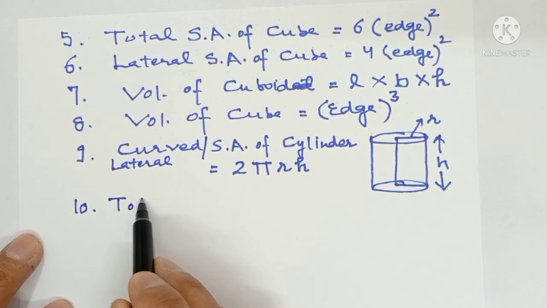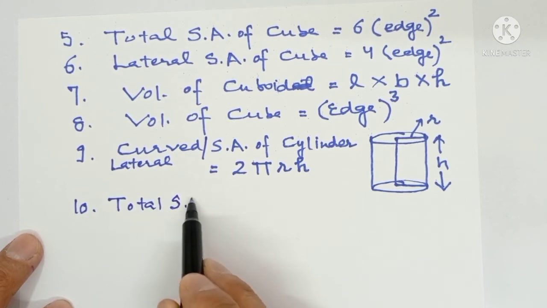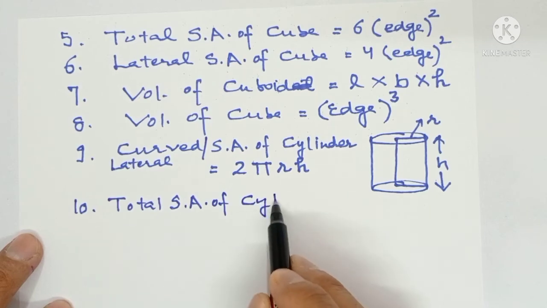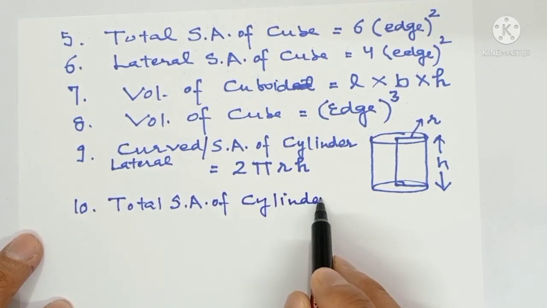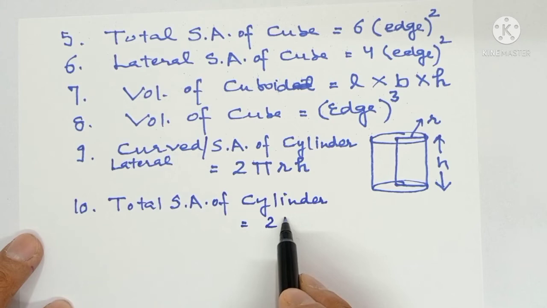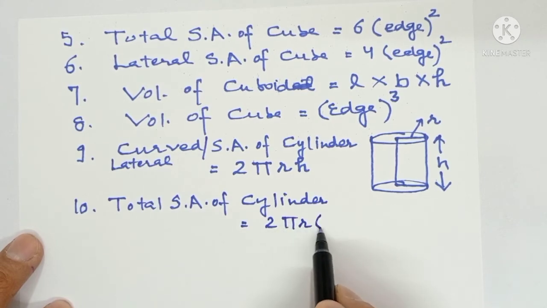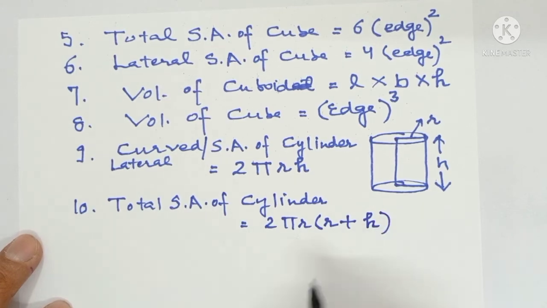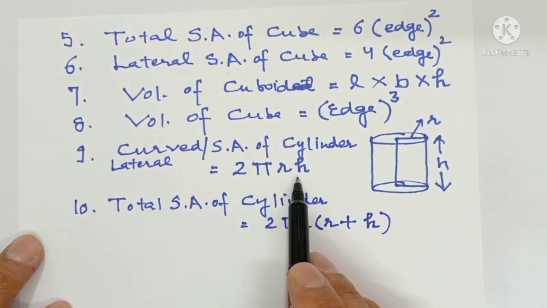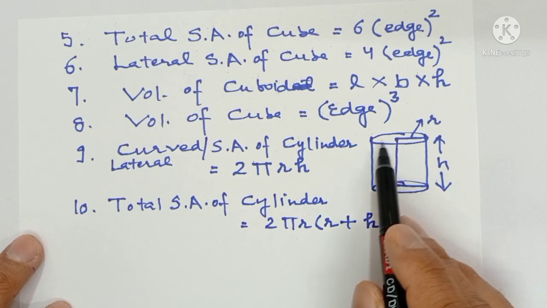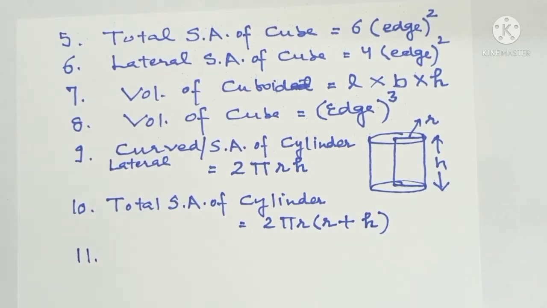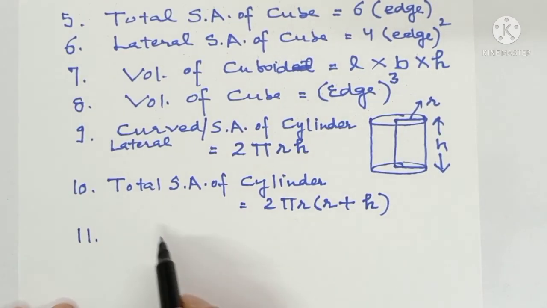Now, total surface area of cylinder. The formula is 2 pi r into r plus h. And how is this formula made? To the lateral surface area, we add the area of one base plus the area of the other base. And when you solve it, you get this formula for total surface area of cylinder.